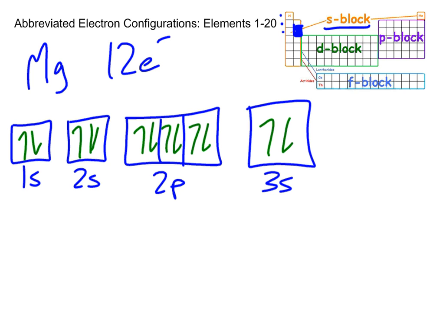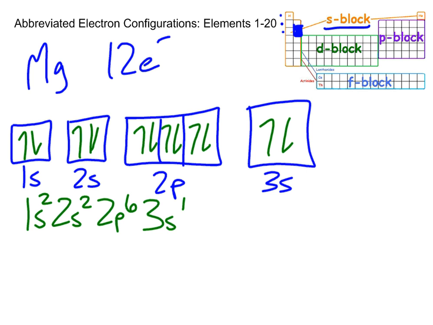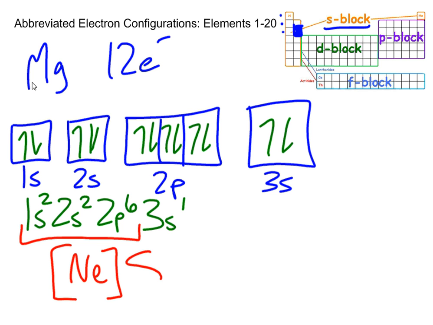Okay, so my long electron configuration is going to be 1s2, 2s2, 2p6, and then 3s2. Well, if you look right here, this is the electron configuration for neon. And then all we do here is go 3s2. And that would be the abbreviated electron configuration for magnesium.